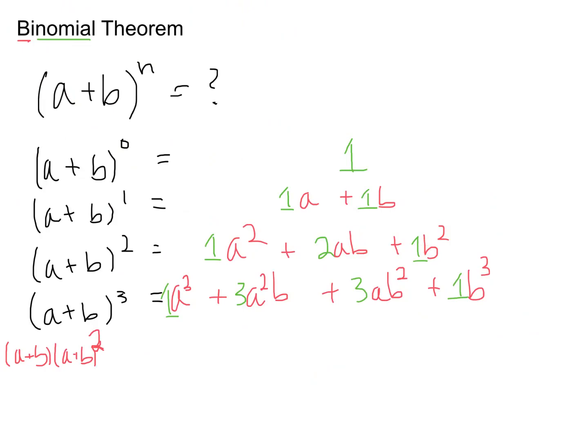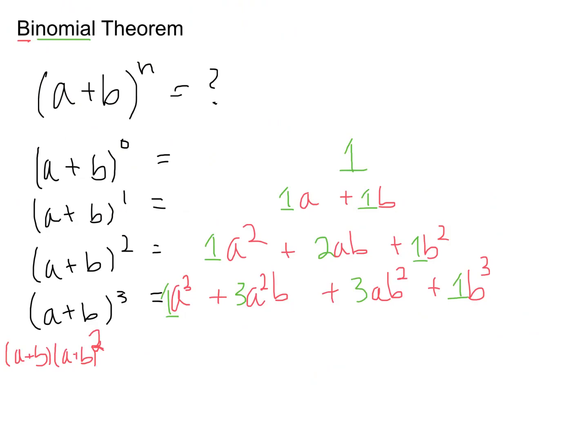Okay, and then notice with the cubic binomial, we have a cubed, a squared, a to the first, and then a to the 0. And for b, we start with b to the 0, b to the 1, b squared, and then b to the third. So you should be seeing this pattern, right? I start out with the first term in my binomial raised to the power that my whole binomial is raised to, and the second term in my binomial raised to the 0th power. And then I just increase one and decrease the other as I move through the terms.